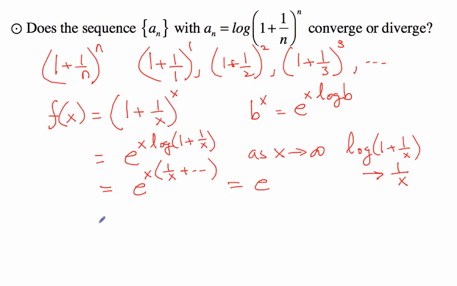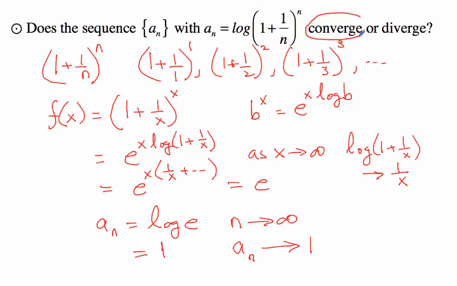And hence, a_n, which is the logarithm of e, as n goes to infinity, is then 1. And so the limit as n goes to infinity of a_n is 1. So I should really write it as this. And so this sequence then converges.